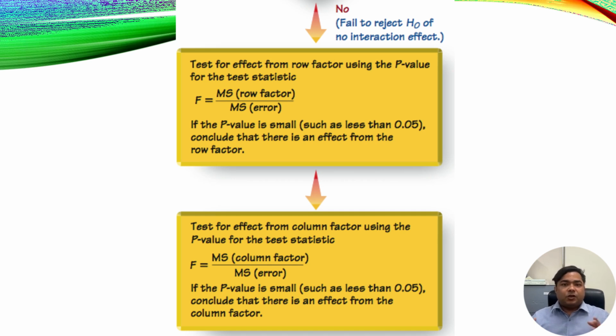After that, we test the column factor in the same way. The F value is calculated by dividing the mean square of the column factor by the mean square of error. Again, if the p-value is less than 0.05, we conclude that the column factor has a significant effect. So the main idea is this. First, check interaction. If there is no significant interaction, then check the row factor and column factor separately to see whether each factor has its own independent effect.